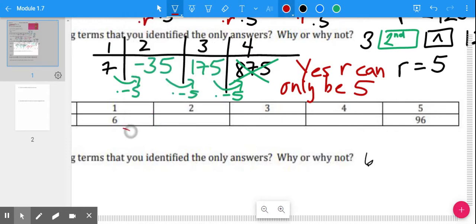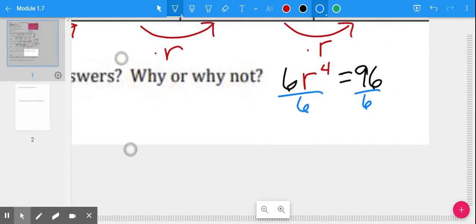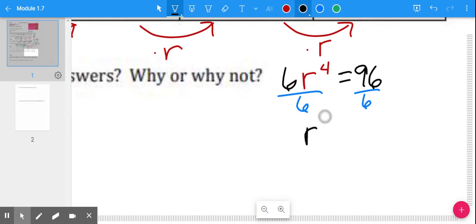And then we're multiplying. So to get to the second term, to the third term, to the fourth term, to the fifth term of 96. So we have 1, 2, 3, 4 R's. So we use an exponent 4 because exponents represent repeated multiplication. And that takes us to 96. So now you solve this just like you've solved all the rest. It says 6 times r to the fourth, so we have to divide by that 6 to get rid of it. And then we have r to the fourth equals 16.